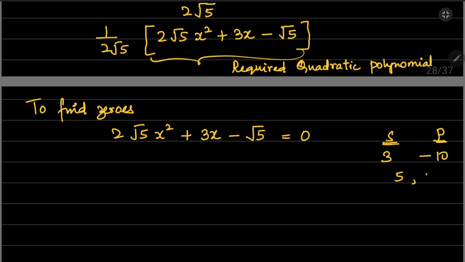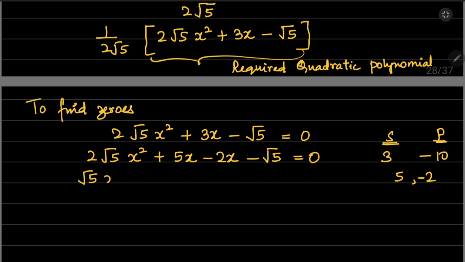Right? So you can immediately think of 5 2s are 10. If you put a negative to the smaller number, you'll get the sum as positive. So you can split it now. 2 root 5 x square plus 5x minus 2x minus root 5 equal to 0. What can you take? You can take root 5x common out. So you'll have 2x plus root 5.